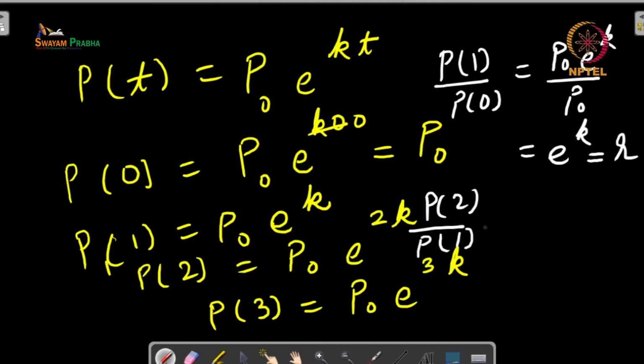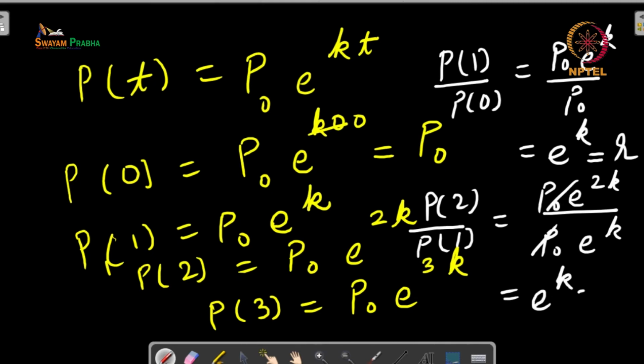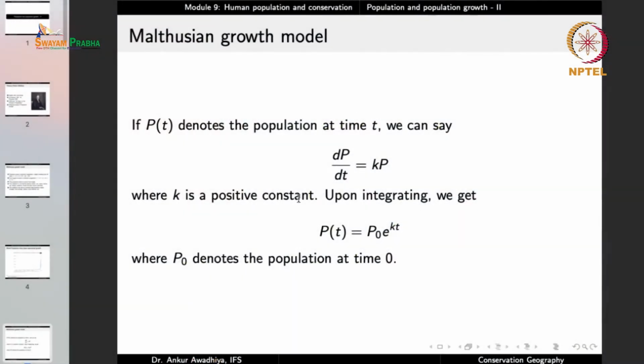p2 divided by p1 is equal to p0 into e to the power 2k divided by p0 into e to the power k. So p0 and p0 get cancelled. So this is e to the power k, which is r. This is just another way of saying the same thing. In the case of geometric progression, we said that the ratio of any two terms is a constant r, and we can represent the same geometric progression in this form as well. So p at time t is p0 into e to the power kt. This is just another way of saying that the population is increasing in geometric progression.